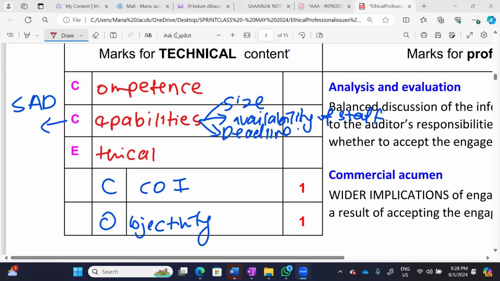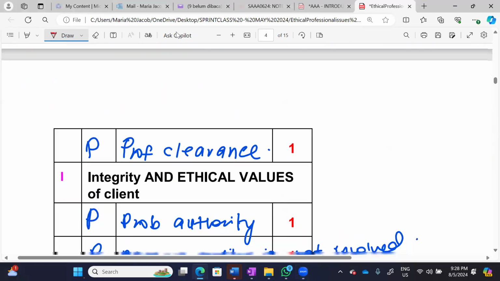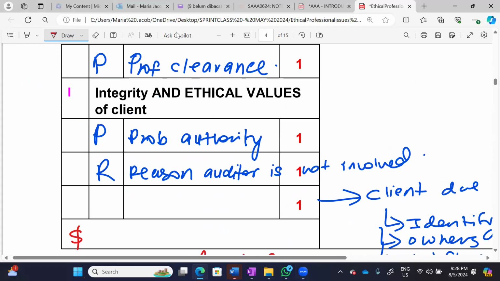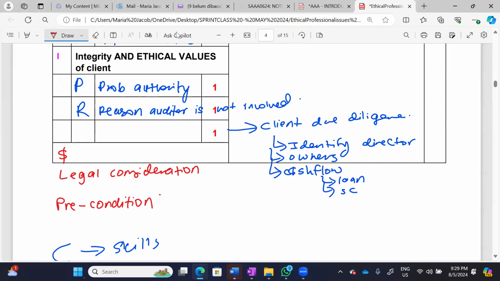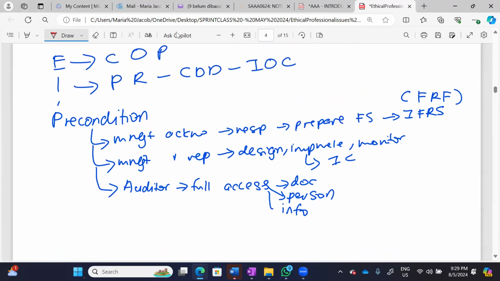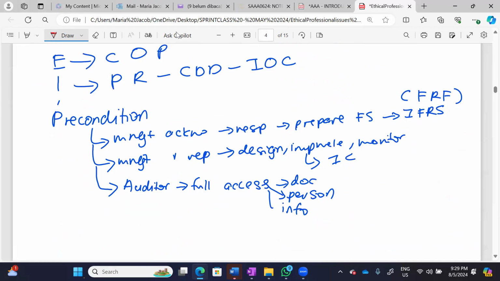MJ, are you there? Yes. What is COI? Conflict of interest. Then can you scroll a bit down for another table on the next page? Professional clearance. This one I already picked up. The precondition, yep. Down a bit. Okay, thank you. I should charge my pen.